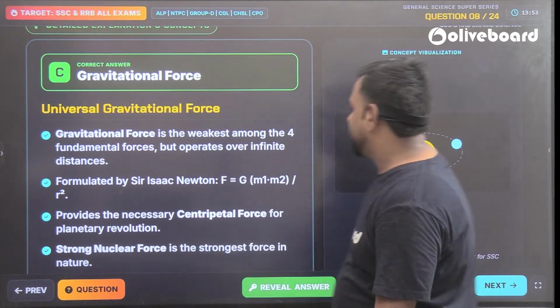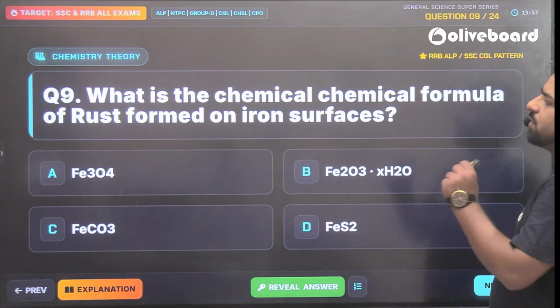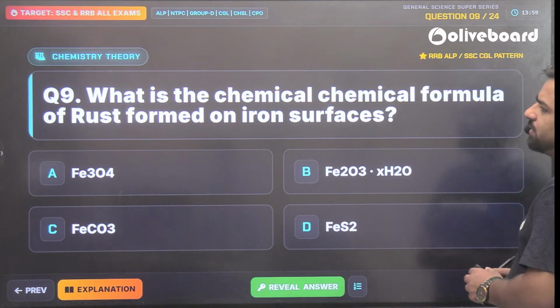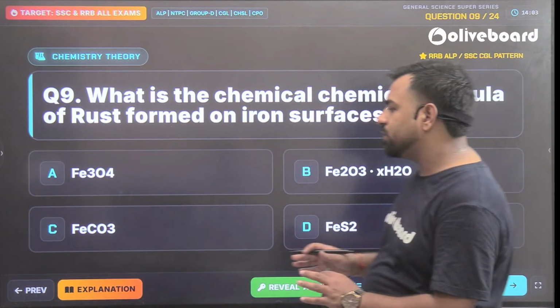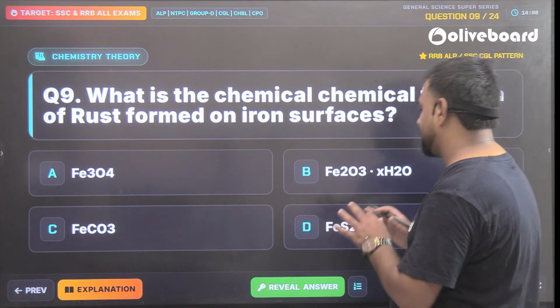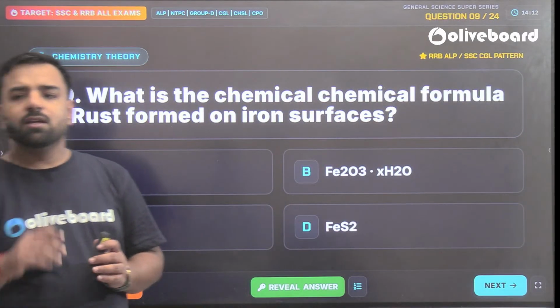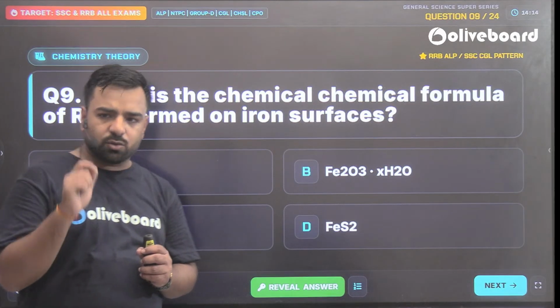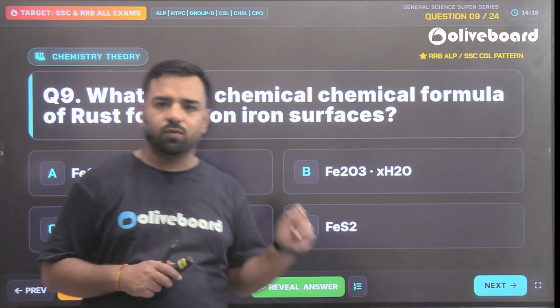Right? Perfect. Next. So here the next question is, what is the chemical formula for rust which is formed on the iron surface? Is it Fe3O4? Is it Fe2O3.xH2O? Is it FeCO3, or is it FeS2? What do you think is the correct answer here? So if someone asks you about rusting, guys, for rusting we have the formula Fe2O3.xH2O. What is the answer?